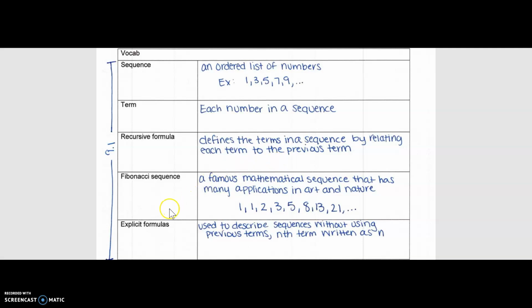And then we have a famous mathematical sequence called the Fibonacci sequence, and it has many applications in art and nature. And the sequence starts here, and we're going to do a couple examples with it later on, so we'll come back to that. And then the other way to write a formula is called the explicit formula, and you can write that formula without using the previous term and just relating it to the nth term. And we'll get some examples of that in a little bit as well.